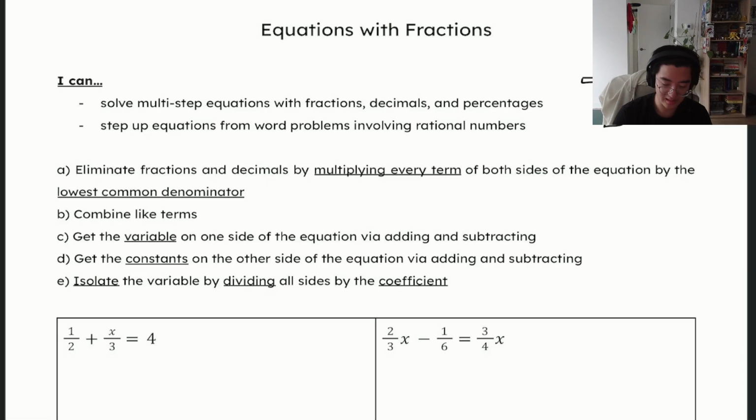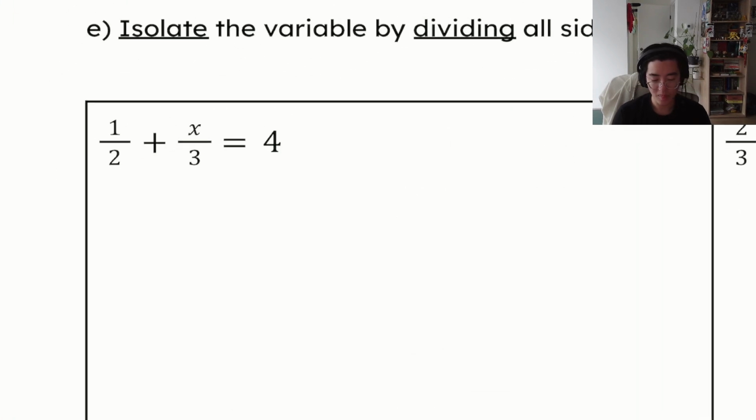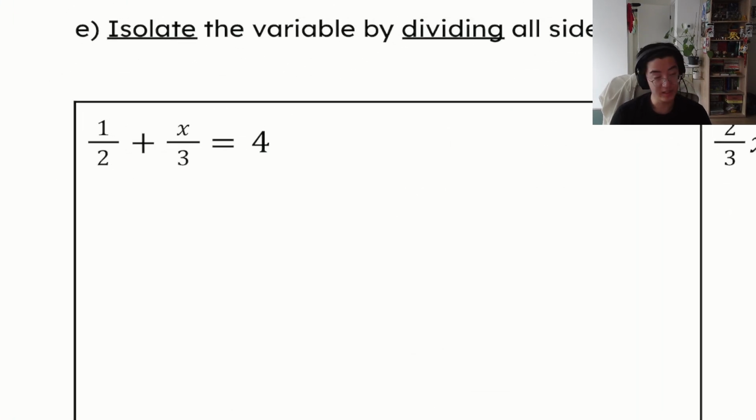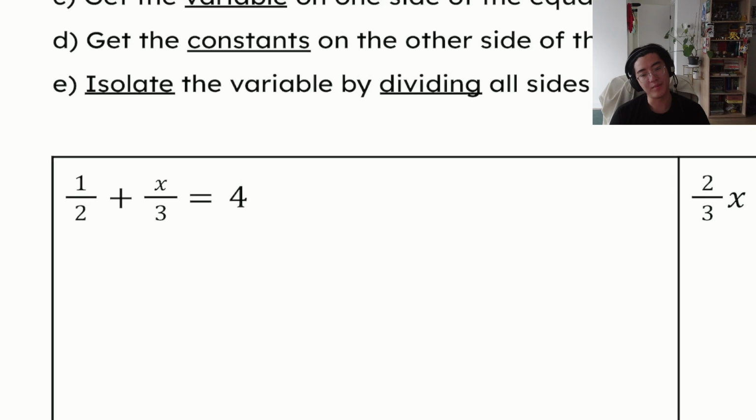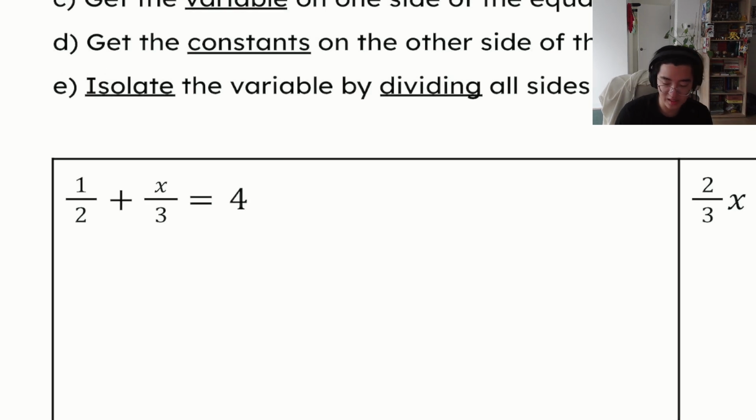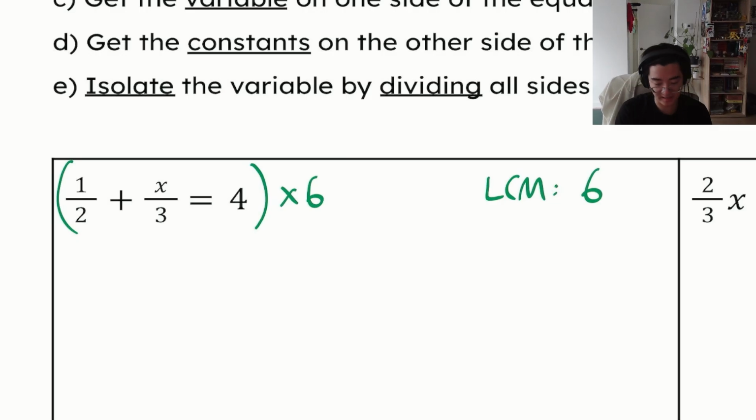Okay, so let's take this example here. 1 over 2 plus x over 3 equals 4. What's the lowest common denominator? Okay, so what's the smallest number that 2 and 3 can both multiply into? Okay, so it is 6. So what we do now is we multiply the entire thing, everything, by 6.